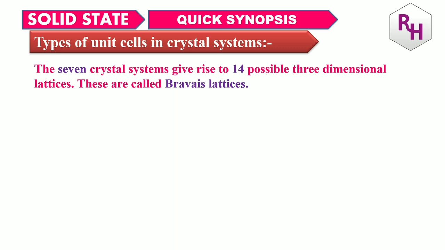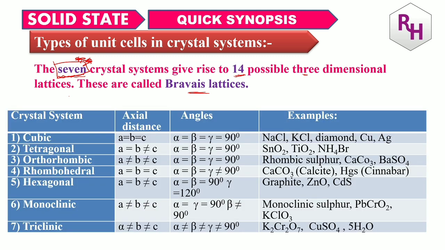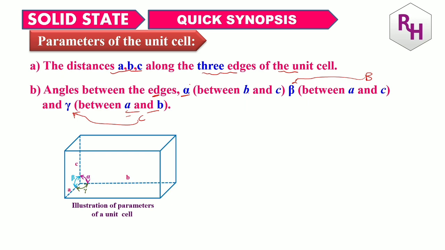Then types of unit cells: in the crystal lattice system, there are 7 crystal systems. Remember, these 7 crystal systems give rise to 14 possible 3-dimensional lattices. We call them Bravais lattices. And these 14 possible 3-dimensional arrangements are not necessary to remember. If you remember the 7 crystal systems, that is enough. These are the 7 crystal systems: cubic, tetragonal, orthorhombic, rhombohedral, hexagonal, monoclinic, triclinic. And whatever I have shown previously, these are the angles. Remember alpha, beta, gamma, a, b, c.